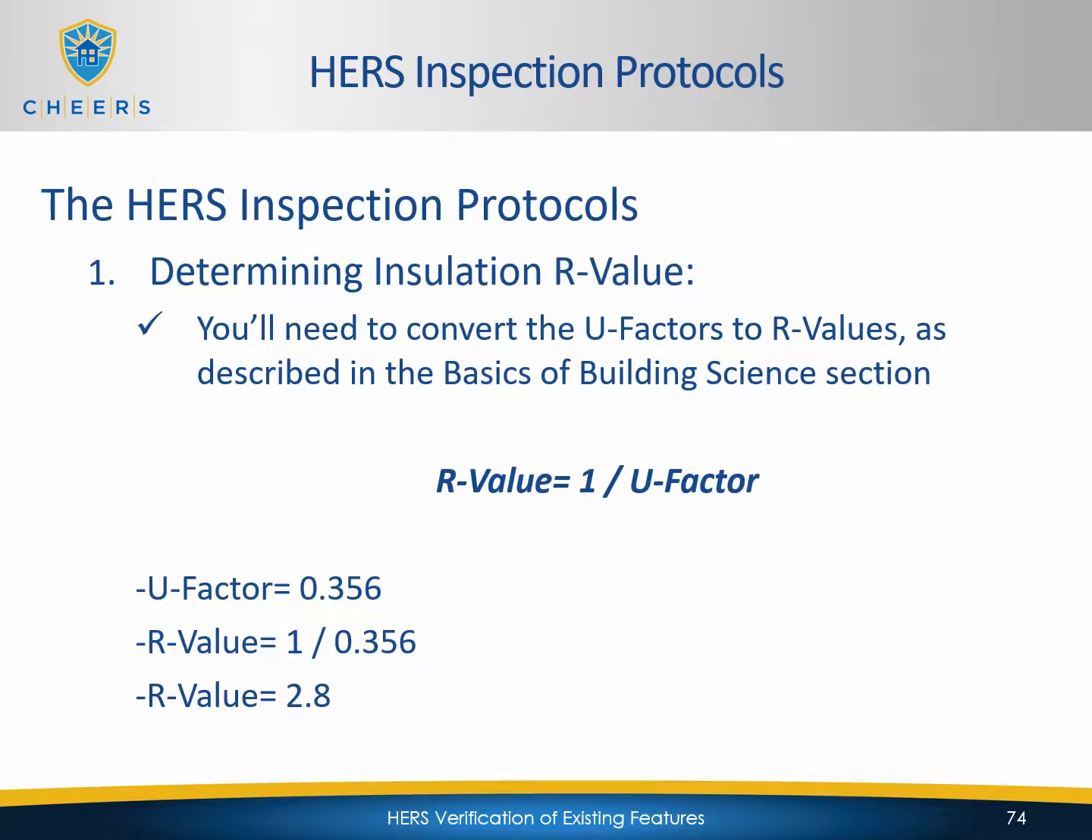To convert those U factors to an R value, you simply take 1 and divide by the U factor. So if we have a U factor of 0.356, to get the R value, it's going to be 1 divided by 0.356, and that's going to give us a result of 2.8. So a U factor of 0.356 is the same as an R value of 2.8.